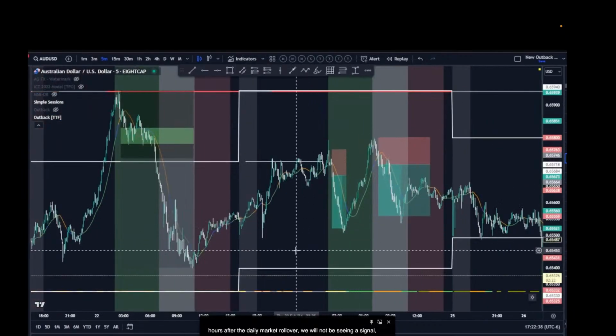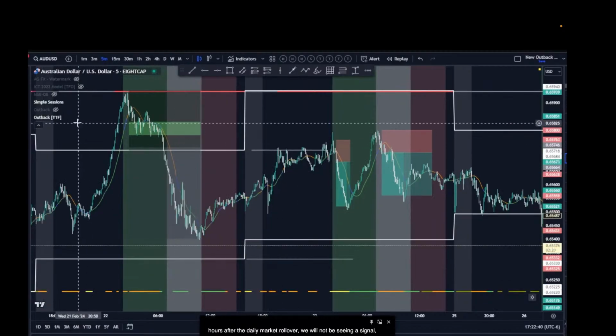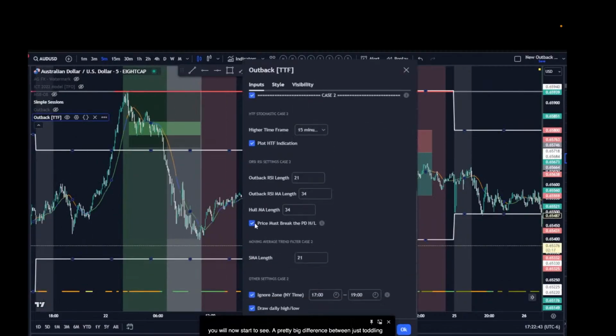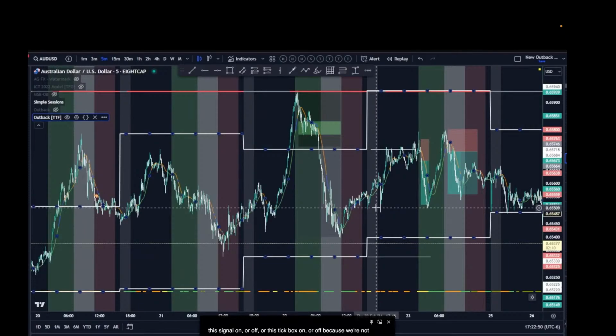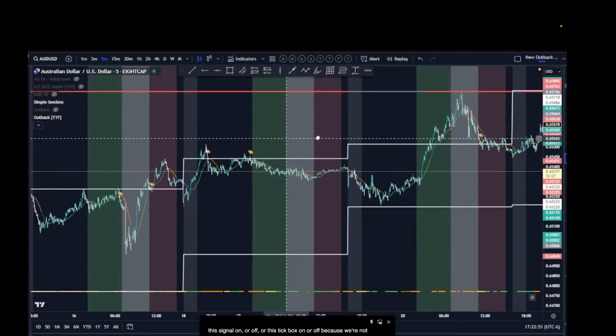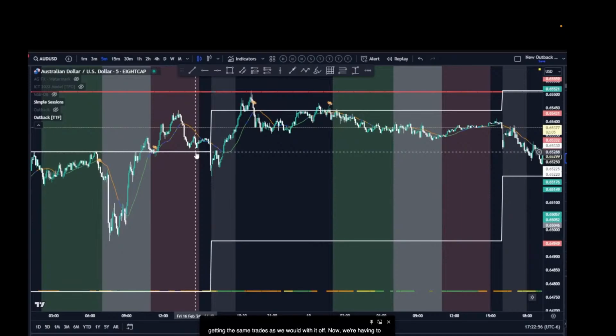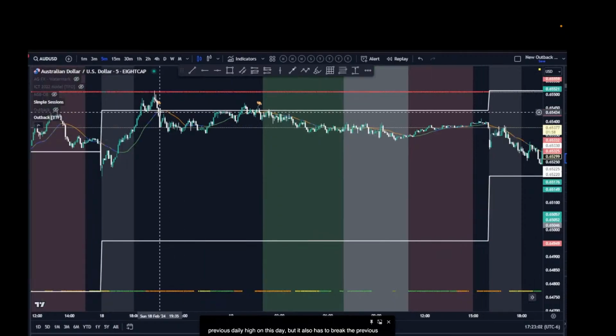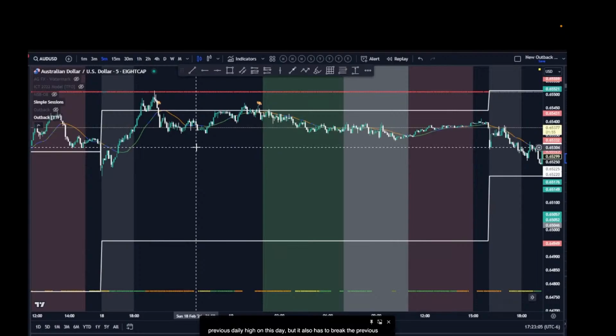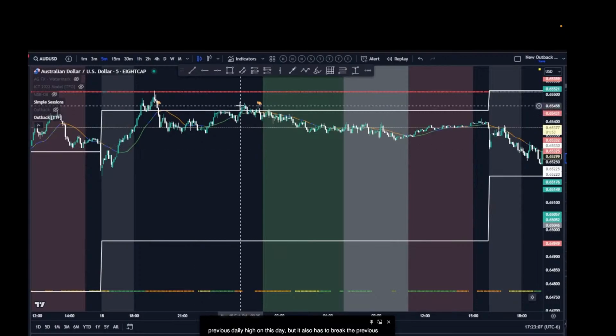You will now start to see a pretty big difference between toggling this tick box on or off, because we're not getting the same trades as we would with it off. Now we're having to wait, as you could see here, for price to not only break the second previous daily high on this day, but it also has to break the previous high. Once it does, then you get your trade. And then in order for another signal to print, you need a unique daily grab for that as well. So price never would have come up here. We never would have got this signal.